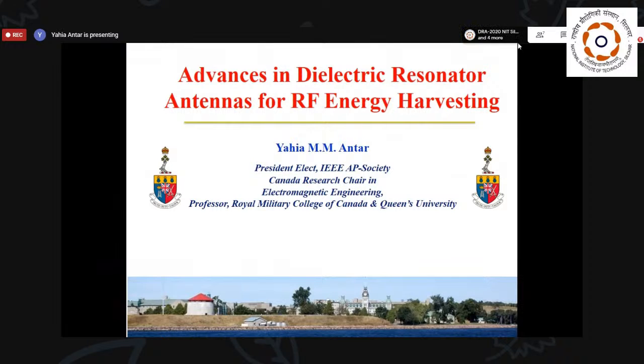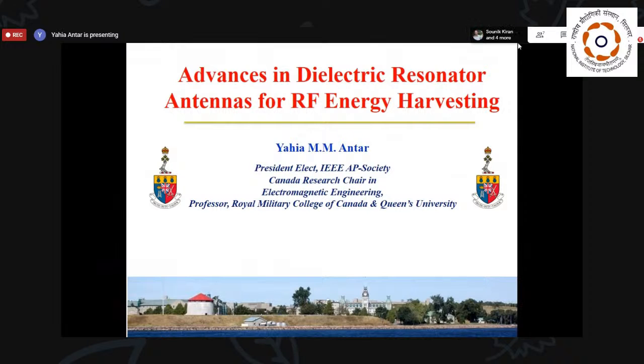In 1977, he held a Government of Canada visiting fellowship at the Communication Research Center in Ottawa, Canada, and in May 1979, he joined the Division of Electrical Engineering at the National Research Council of Canada. In November 87, he joined the Department of Electrical and Computer Engineering at Royal Military College of Canada, where he has held the position of professor since 1990s. And he is cross-appointed professor at Queen's University in Kingston, Canada.